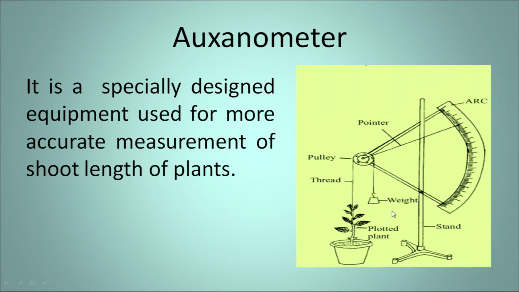Now, what happens when the plant grows? Because of the weight, the thread will come down and the needle will show deflection. Depending on how fast or how slow the plant is growing, it will show accordingly the deflection on this scale. So, we can take the reading from the scale and see in how much time how much the needle has deflected, and we can take an accurate measurement of the growth of plants.